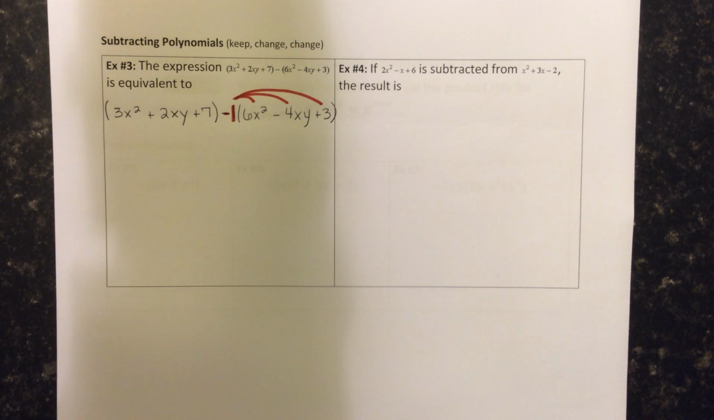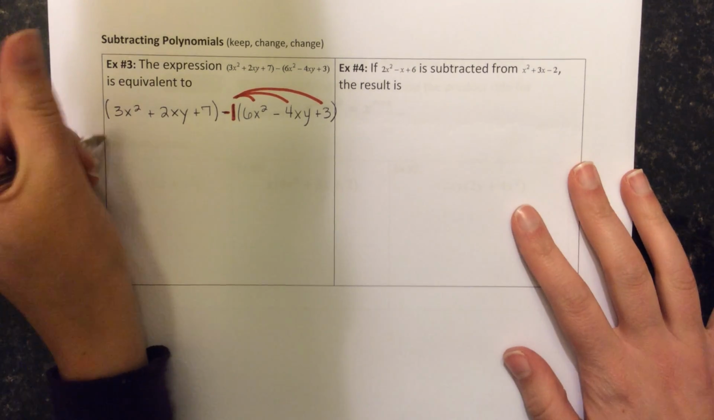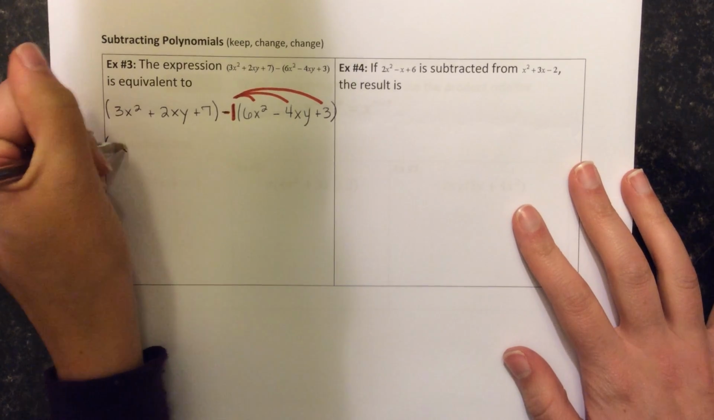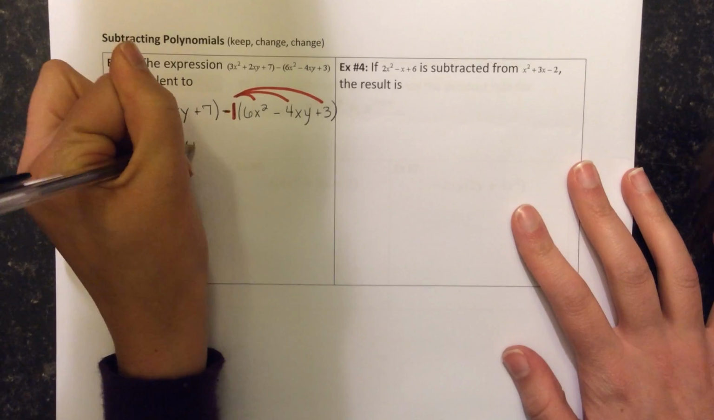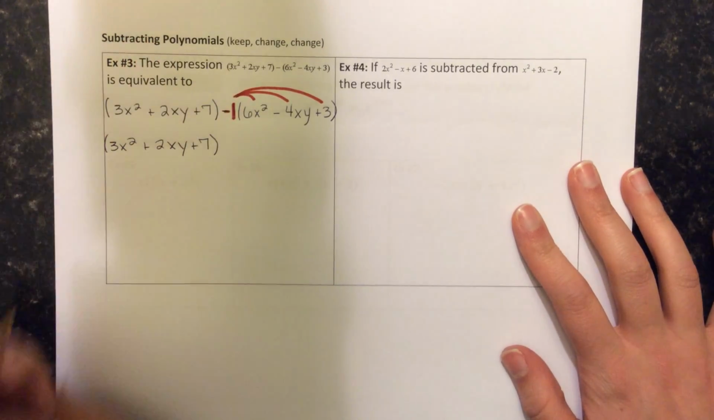So if I did that, that would look like this. I'll keep this in the group here. I don't have to do that technically, but I like to just so I can keep these polynomials separate.